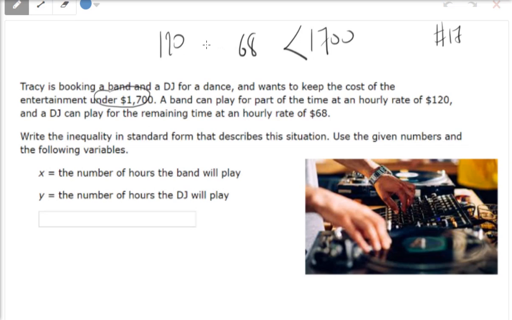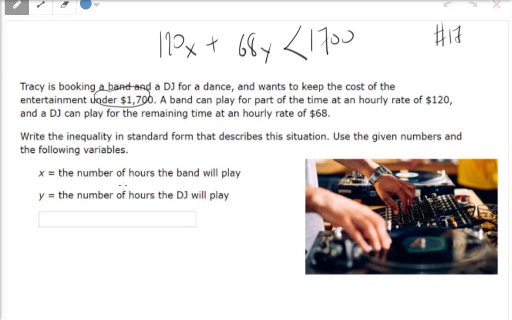So we're going to add 120 and a bunch of 120s. It depends on how many hours. So X is going to be the number of hours the band will play. Is it 1, 2, 3? So we're going to add a bunch. And we got $1,700 to spare. And we're actually going to let Y be the number of hours the DJ is going to play. So it's going to be 68 plus 68 plus 68. And then the number of hours that the band is going to play is 120 plus 120 plus 120.